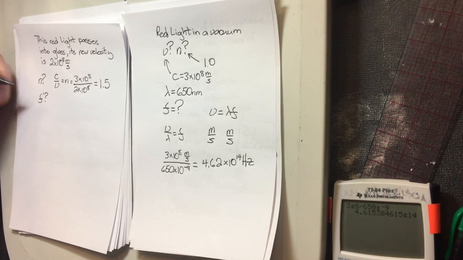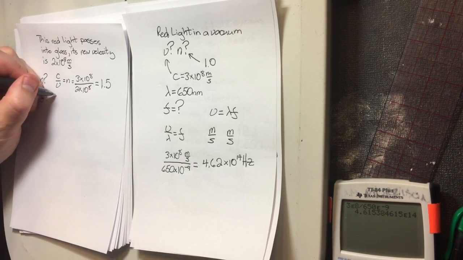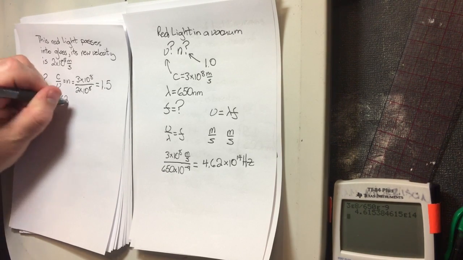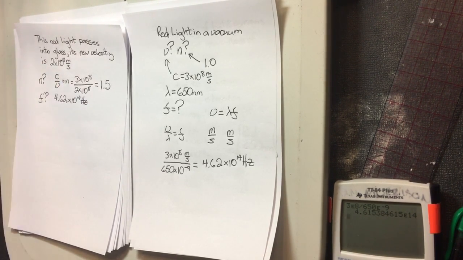What's the new frequency of the light? It's the same, exactly what I've been ranting about before. So you just immediately write 4.62 times 10 to the 14th hertz. Done.